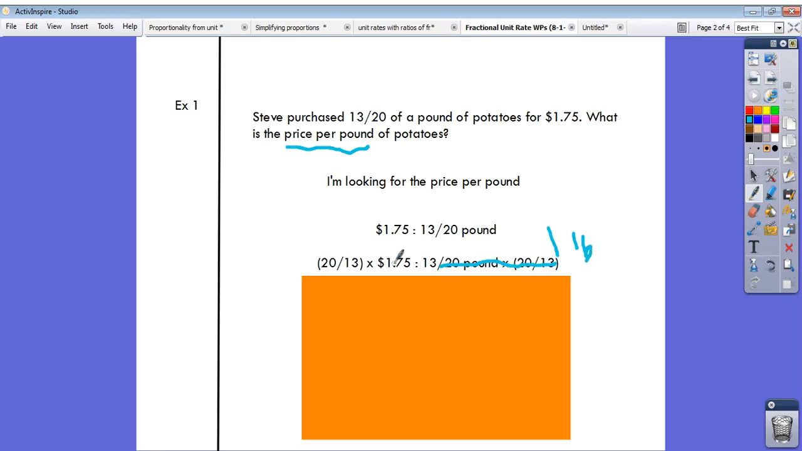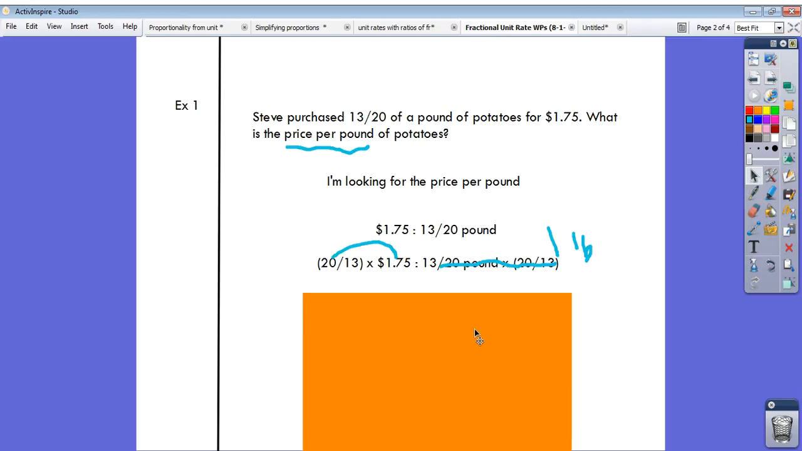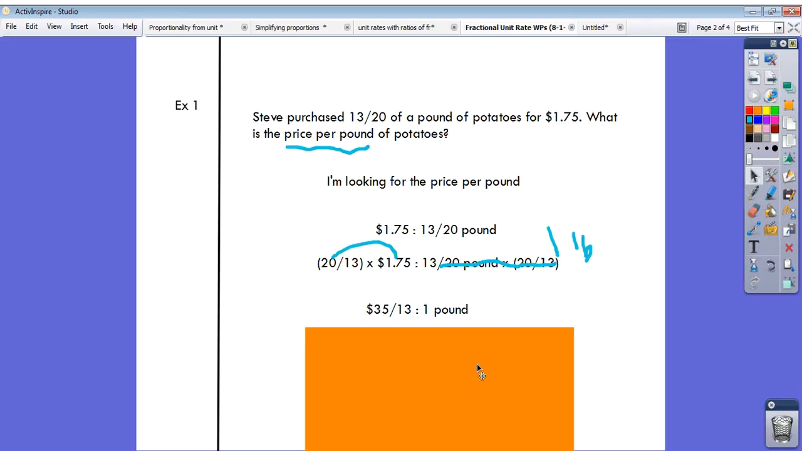This side, though, my denominator will stay my denominator, and 20 times 175 is what will be my numerator. That's going to end up being $35 over 13 is in proportion to 1 pound. So we're still looking for our unit rate. We have to divide this out. So let's do that.